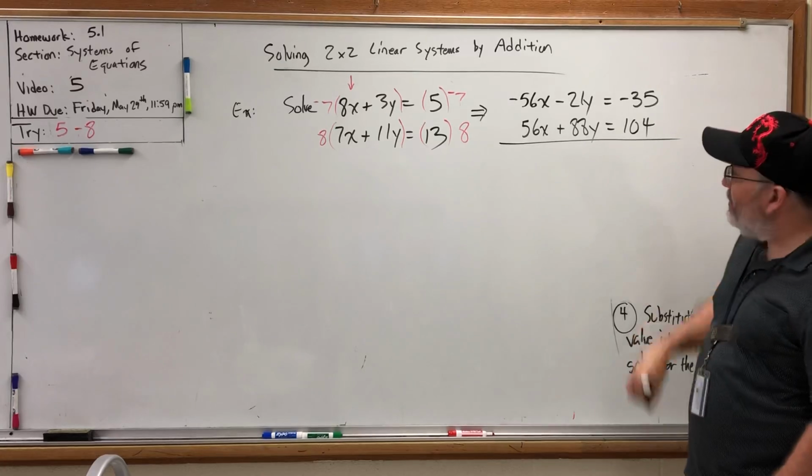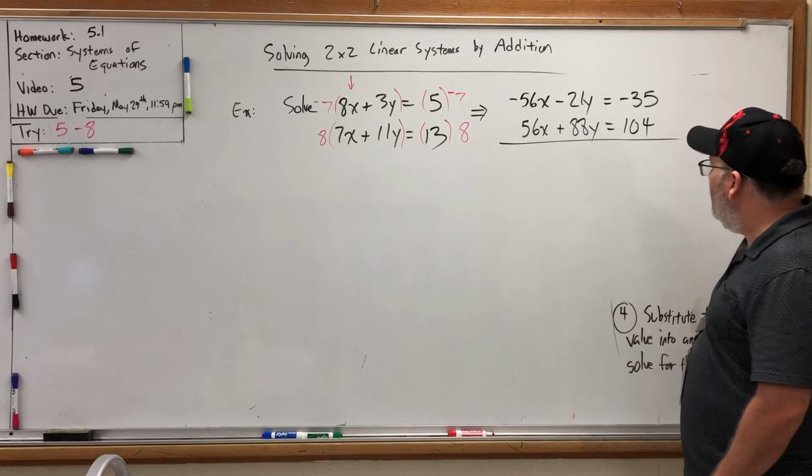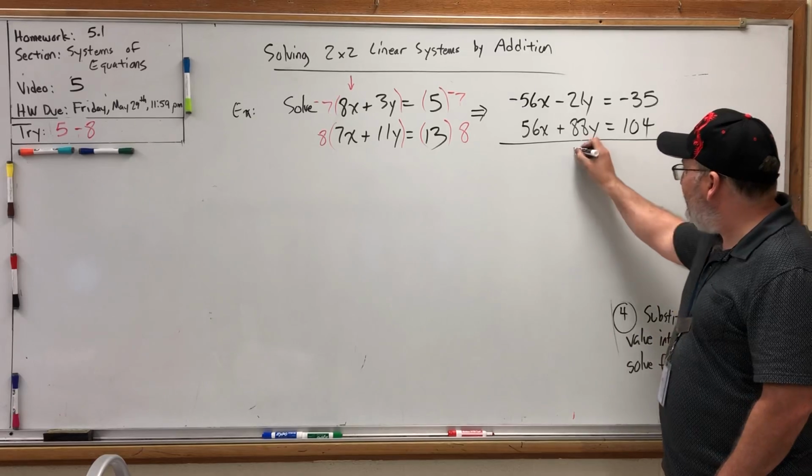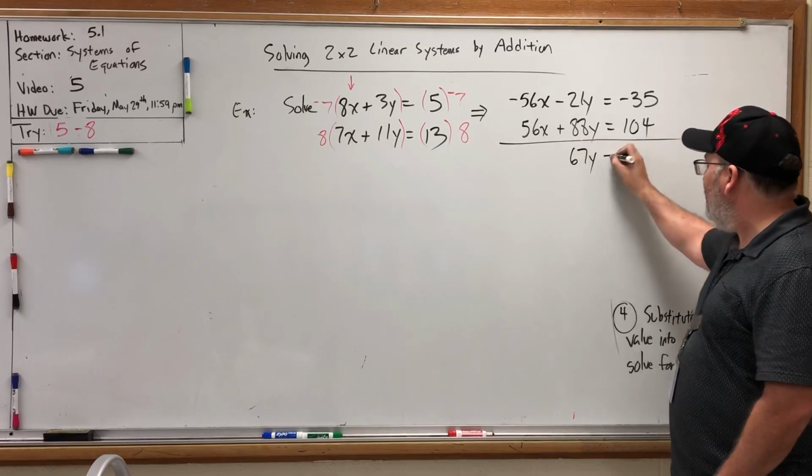So let's add the equations. The x's cancel. When I combine the y's, 88 minus 21 is 67. That's not a good number to divide by.